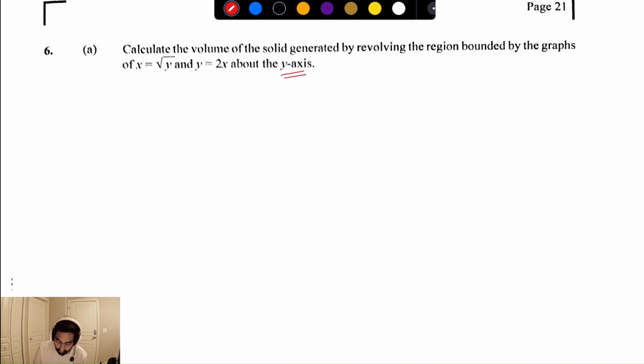One thing you should underline when you read this question is that the revolution is occurring around the y-axis, not the x-axis. So if you just use the most standard formula, you'll actually get the wrong answer. You have to be kind of careful with these things.